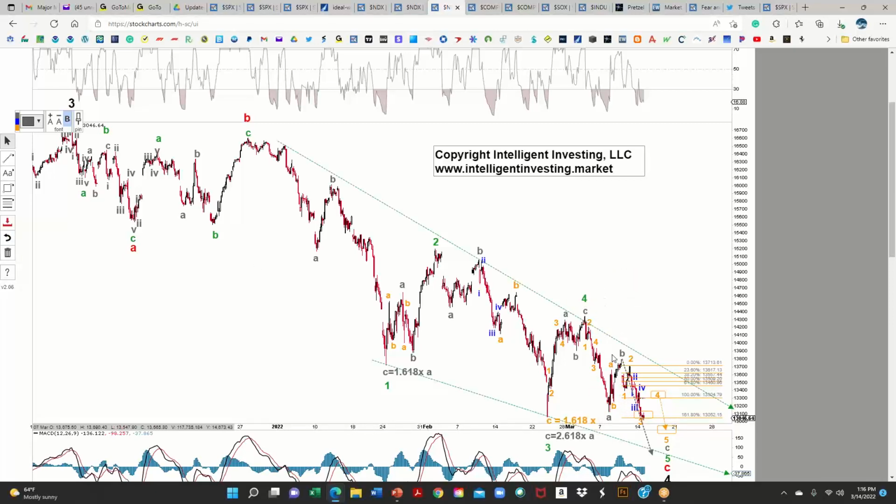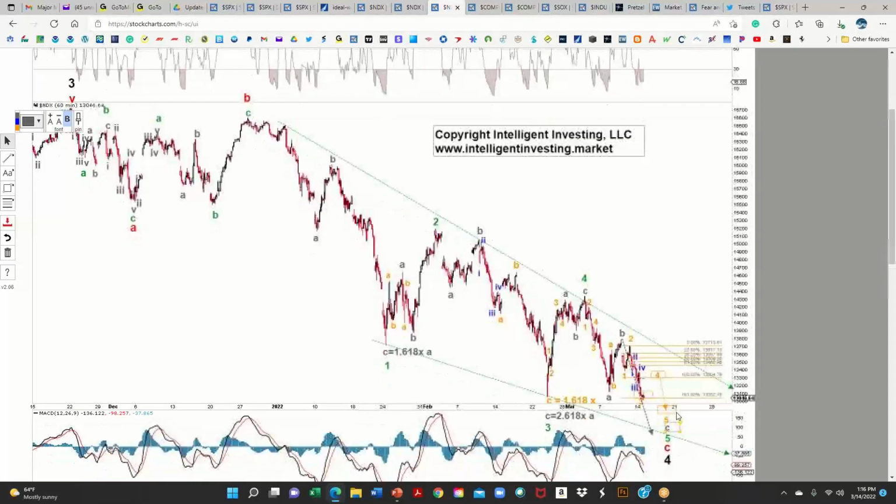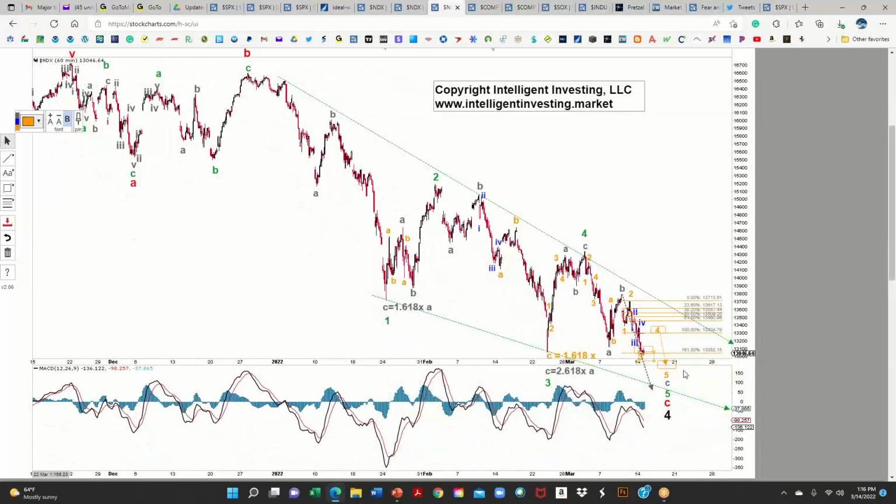It was not an expanded flat because we were, of course, now below the lows. We anticipate, we monitor, we adjust. So now we have another impulse lower. Looks good. And how low can this impulse go?